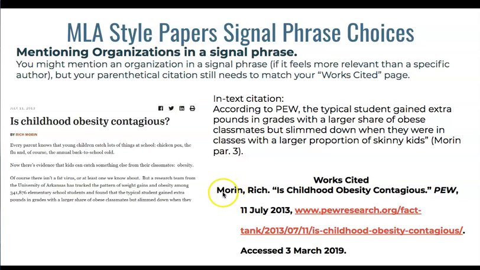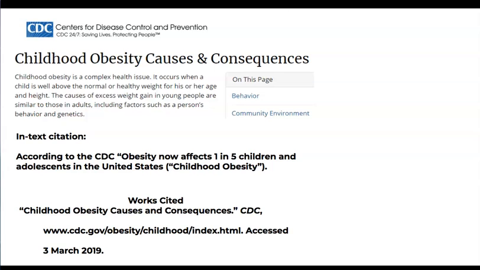So my works cited, because we have an author, it will start with his name. Here is a little bit from the CDC, and in this case, there is no author. So my in-text citation, I would just say, according to the CDC. And in my parentheses, I'm going to use the title of the source, childhood obesity. And this is a shortened title; here's the full title, childhood obesity causes and consequences. So that matches up with this.